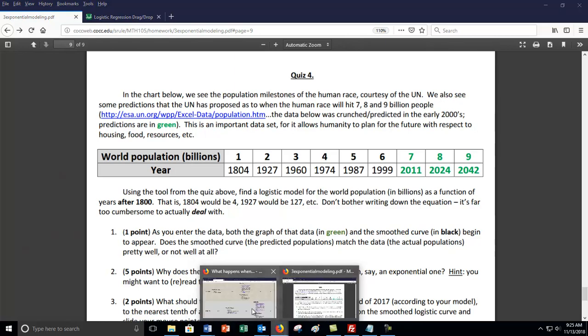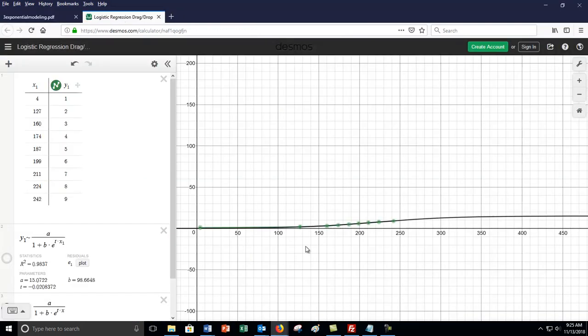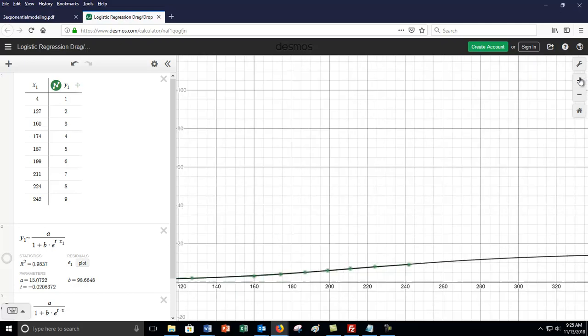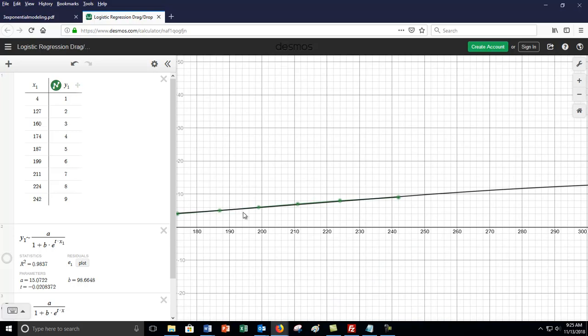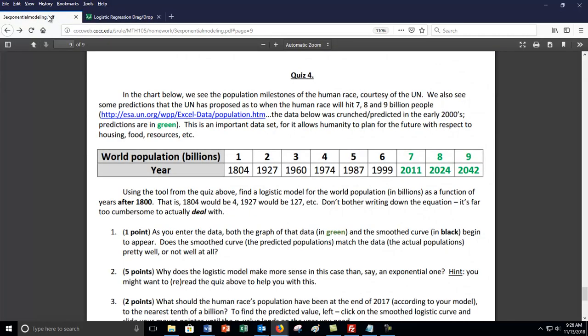All right, let's take a look at that again over here. Yeah, it does pretty well actually. We can zoom in on this part of it right here, but look at that. It's keeping up with it pretty nicely, showing it continue to grow, which I think makes sense in a lot of ways.